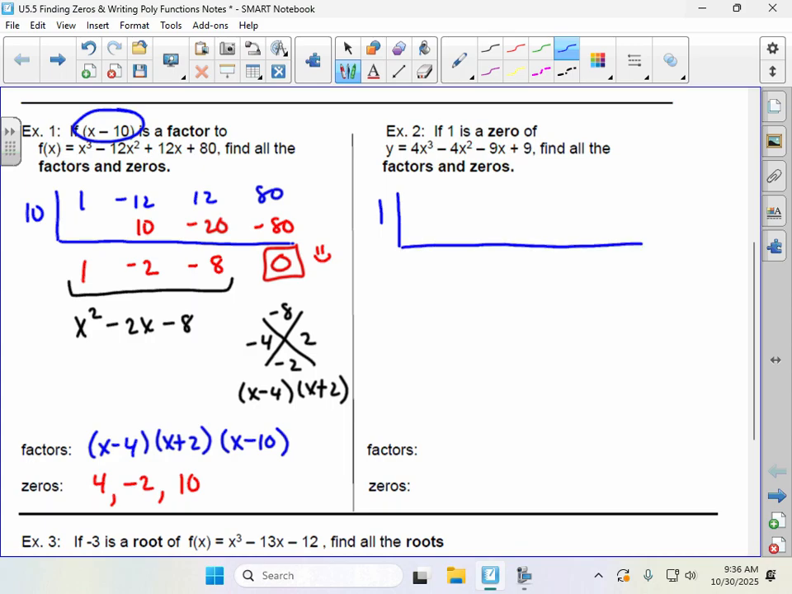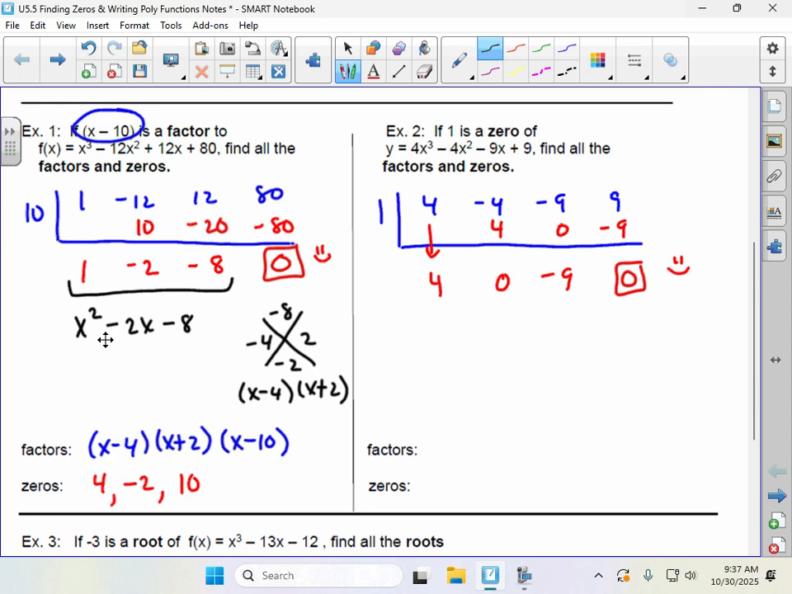Our coefficients are 4, -4, -9, and 9. Again, just bring down the 4, multiply it, bring it up and add down. Just keep doing that. All right, so we got a remainder of 0. That's great. We got the first step right.